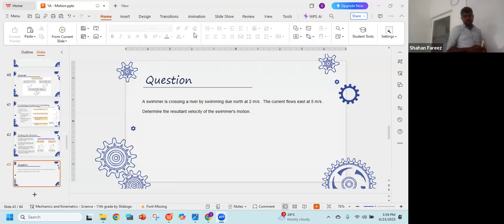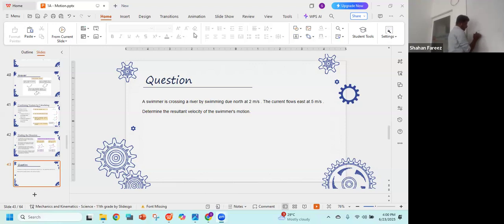Now what we've been told is that a woman is crossing a river by swimming due north at 2 meters per second. The current flows east at 5 meters per second. So the current is this. Let's say these are the riverbank, my riverbank, two sides. Now this is the swimmer over here. He wants to go this way.